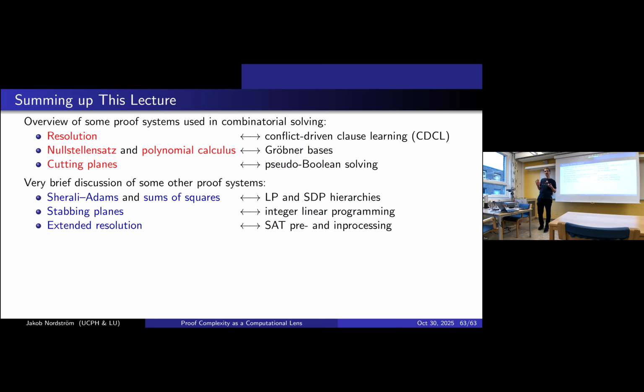Very briefly at the end, I sort of flashed Sherali-Adams, LP linear programming hierarchies, sums of squares, semidefinite programming hierarchies, stabbing planes, which is 0-1 integer linear programming, and extended resolution, which is what you need to fully model all types of SAT pre- and inprocessing.